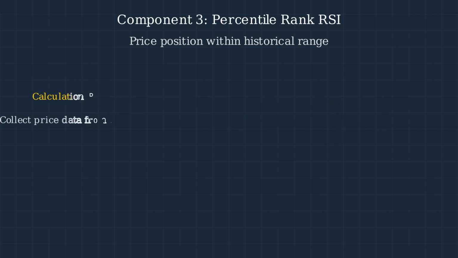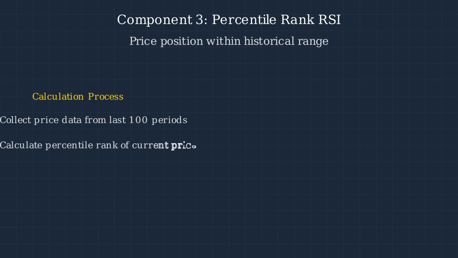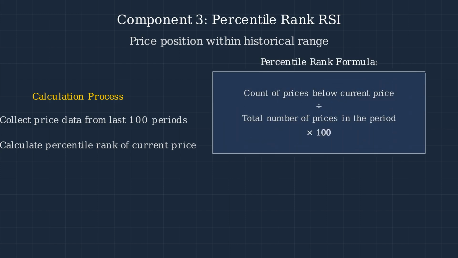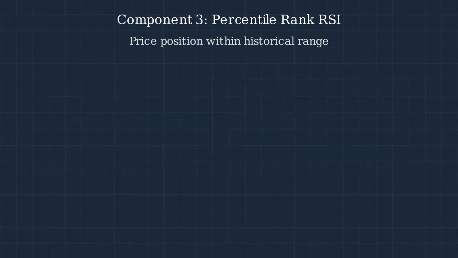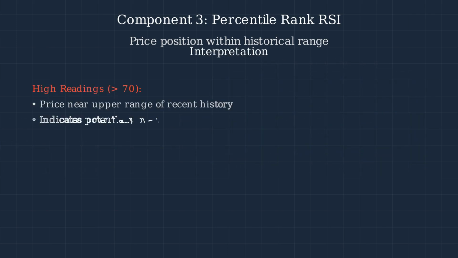Let's examine the calculation process. First, we collect price data from the last 100 periods. Second, we calculate the percentile rank of the current price. This is the percentage of prices in our look-back window that fall below today's price. Finally, this percentile value is processed through an RSI calculation to produce the third component of Connors RSI. Now let's discuss how to interpret this component.